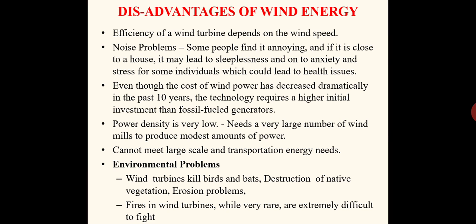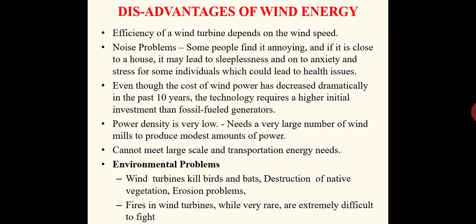Coming to the environmental problems: wind turbines kill birds and bats. Of course, birds fly at heights, and wind turbines are erected at a very great height, so there can be destruction of the birds and all, destruction of native vegetation, and erosion problems. All these are the environmental problems.